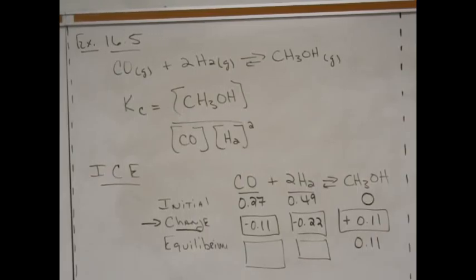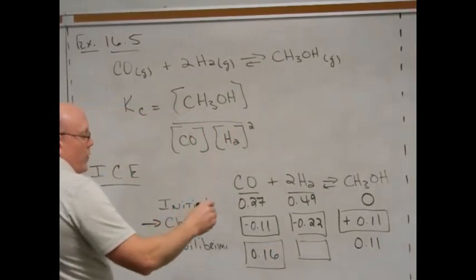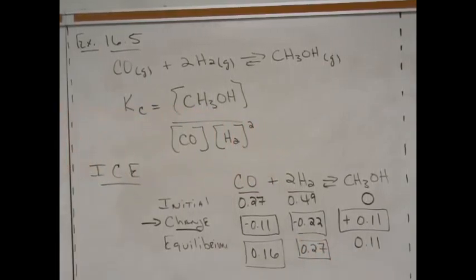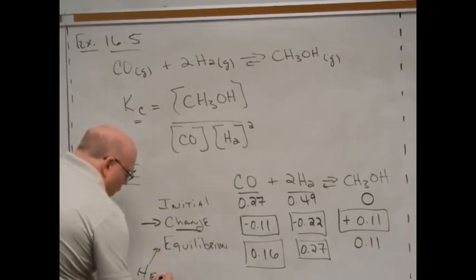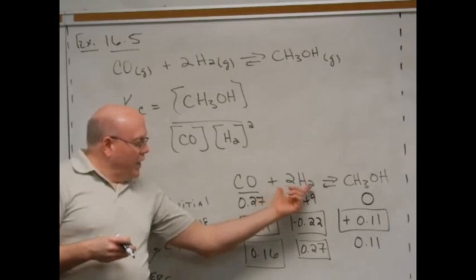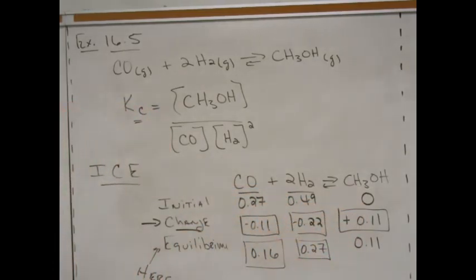Now we can walk down the columns and just look at the numbers. 0.27 minus 0.11 gives us 0.16. 0.49 minus 0.22 gives me 0.27. That's an ICE table that's filled out. Remember, the numbers we need for the math to figure out Kc come from right here. One of the things you can check when you're doing these, don't forget the minuses. Anything to the left of the arrow is minus, anything to the right is added. Now we know the concentration of everything at equilibrium. They're the 3 numbers we need to find out what K is.